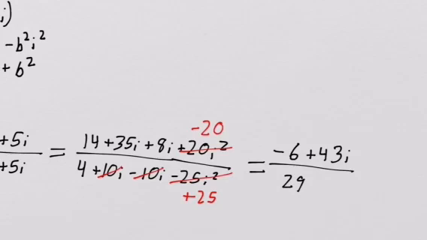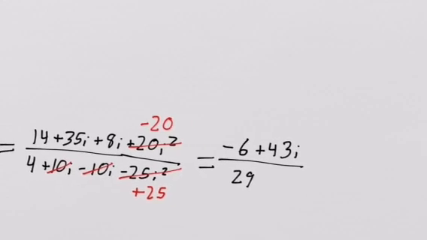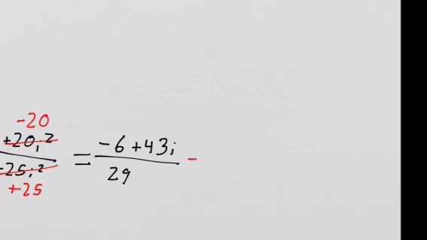So I'm left with negative 6 plus 43i over 29. However, my math lab is going to insist on you breaking this up. So it's going to be written as minus 6 over 29 plus 43 over 29 i. So that's how you divide complex numbers. In the next video, we're going to take a look at a little bit of a review of the quadratic formula, but now looking at it being able to do it with the discriminant being negative.